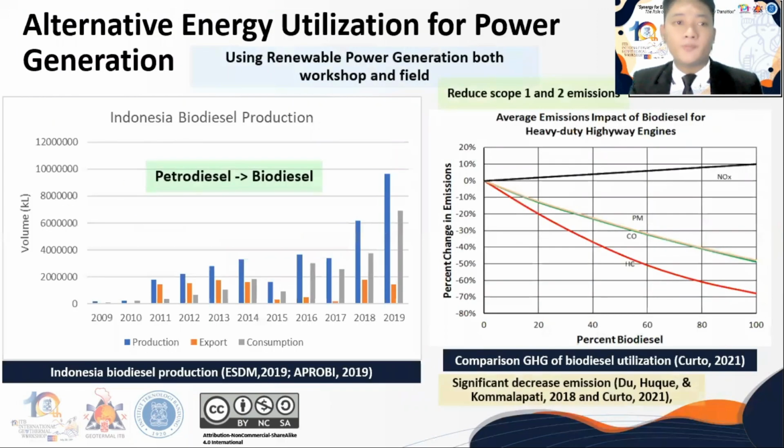The first is alternative energy utilization for power generation. For the workshop, we greatly recommend using renewable energy and energy storage. For the transportation to the rig site, use biodiesel, slowly but surely replacing petrodiesel, because biodiesel produces less carbon emission than petrodiesel.